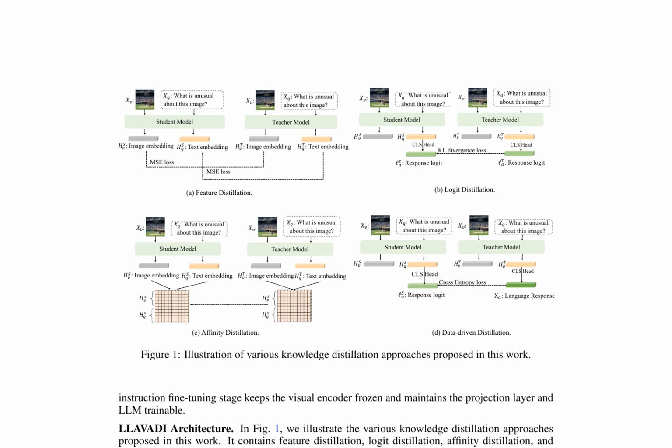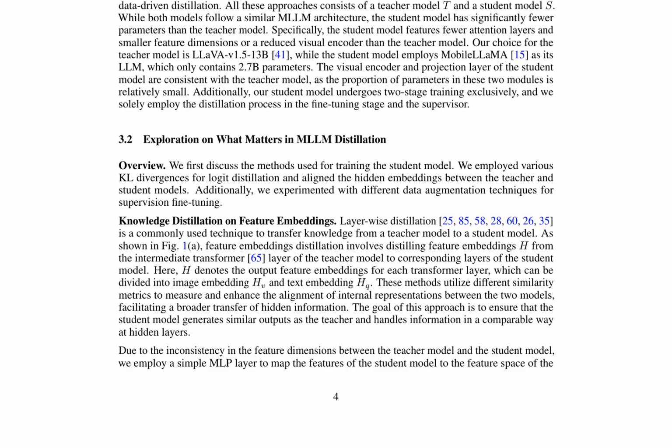In the feature distillation approach, the goal is to ensure that the student model generates similar outputs as the teacher model and handles information in a comparable way at hidden layers. This is achieved by distilling feature embeddings from the intermediate transformer layer of the teacher model to corresponding layers of the student model. The authors employ different similarity metrics to measure and enhance the alignment of internal representations between the two models. The KL divergence loss is used to measure the difference between the teacher and student models' feature embeddings.